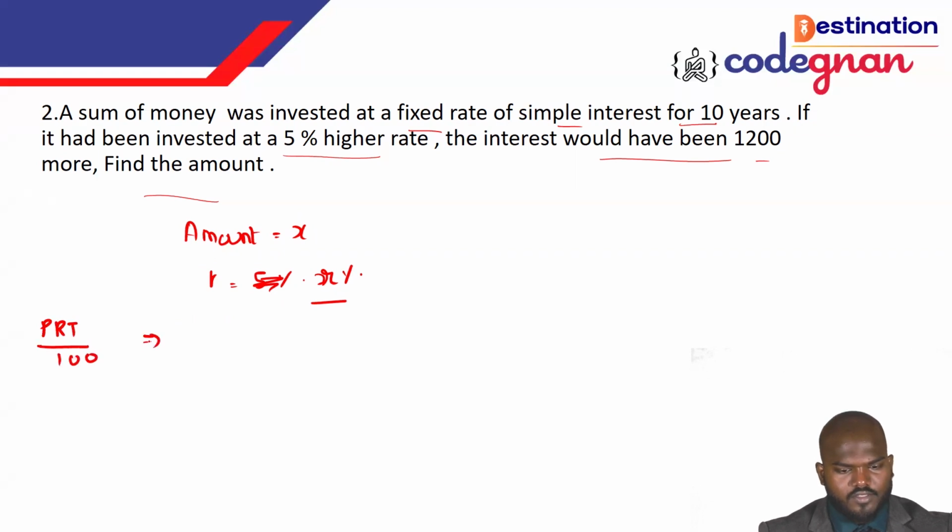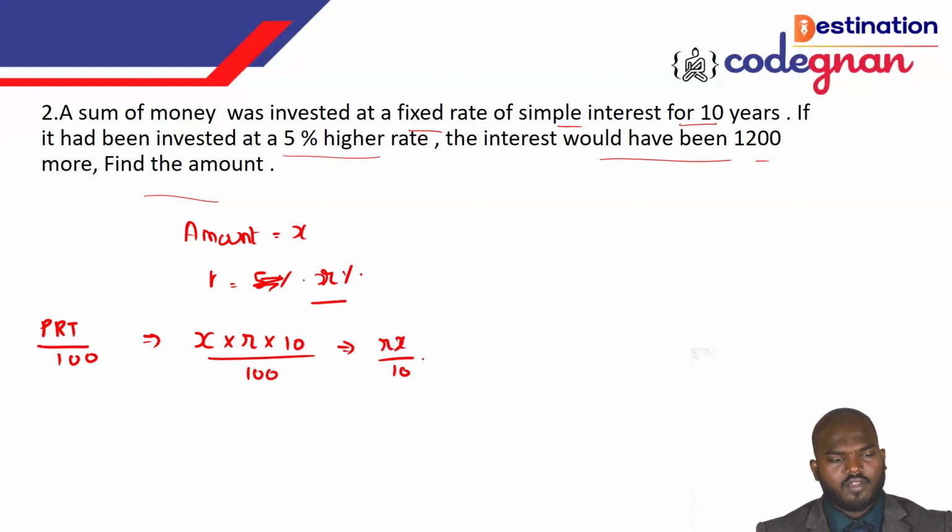Okay, so PRT by 100. I don't know the value of the principal. So if I'm plugging in here, the amount is equal to x, r is equal to r, and time is equal to what? That is 10 years. So over 100, if you keep it up, that will give you the value Rx by 10.